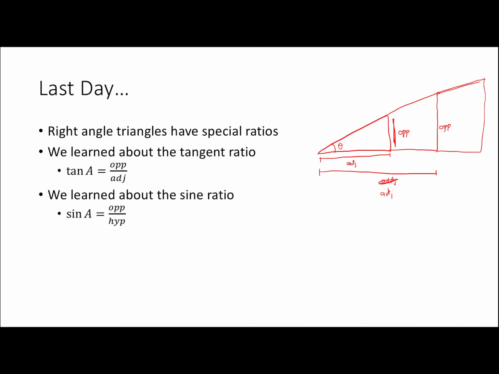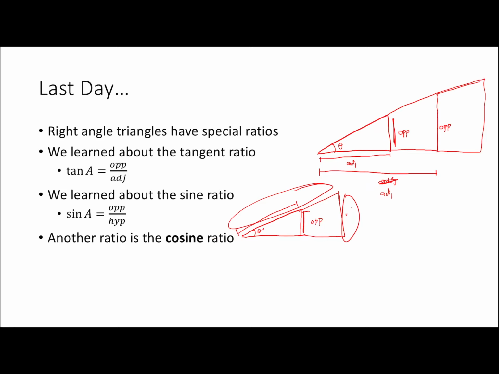We learned about the sine ratio, and that's the relationship between the opposite side and the hypotenuse. For a given angle, the opposite side divided by the hypotenuse, that ratio is called the sine ratio. And they're the same no matter what size. I know the sizes might change, but the rate at which they increase are the same for the given angle.